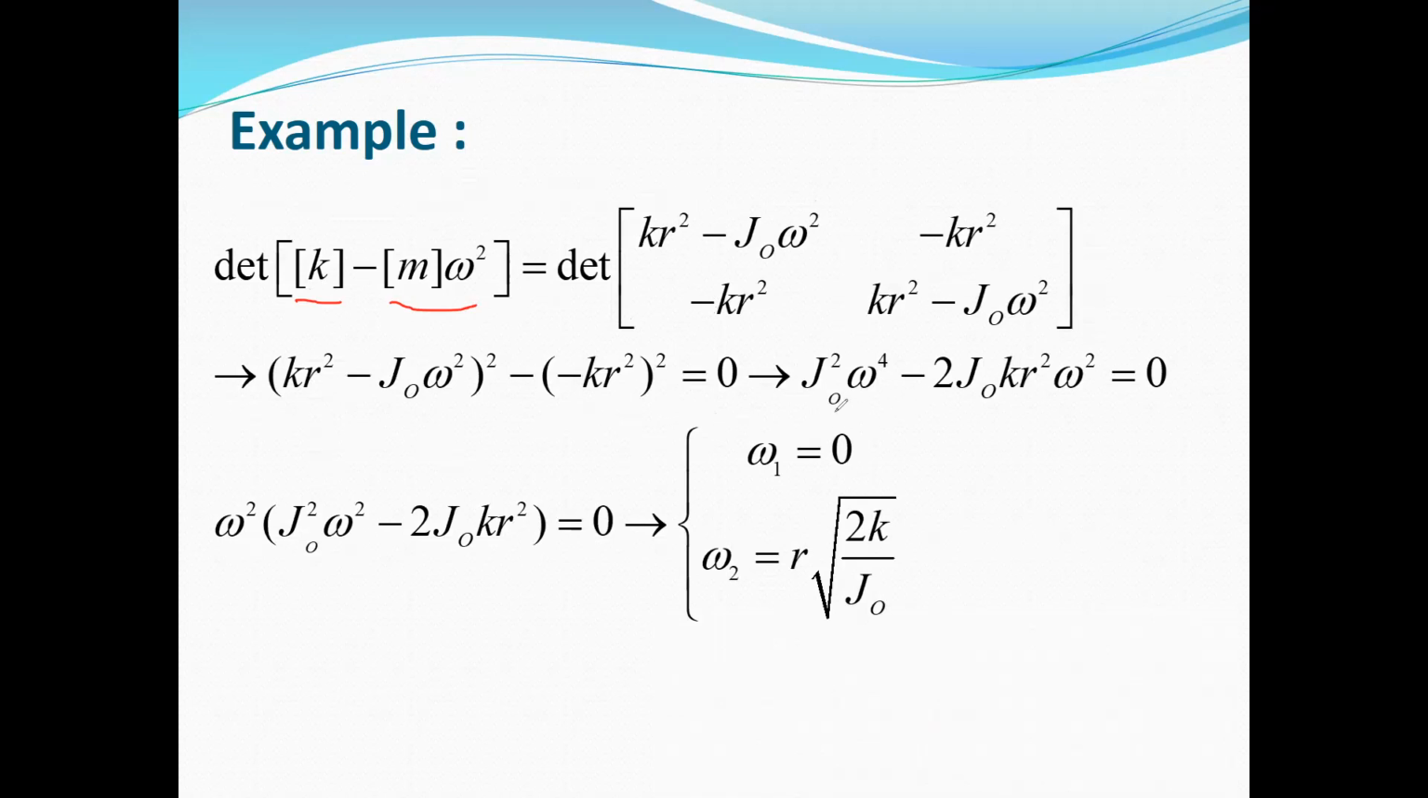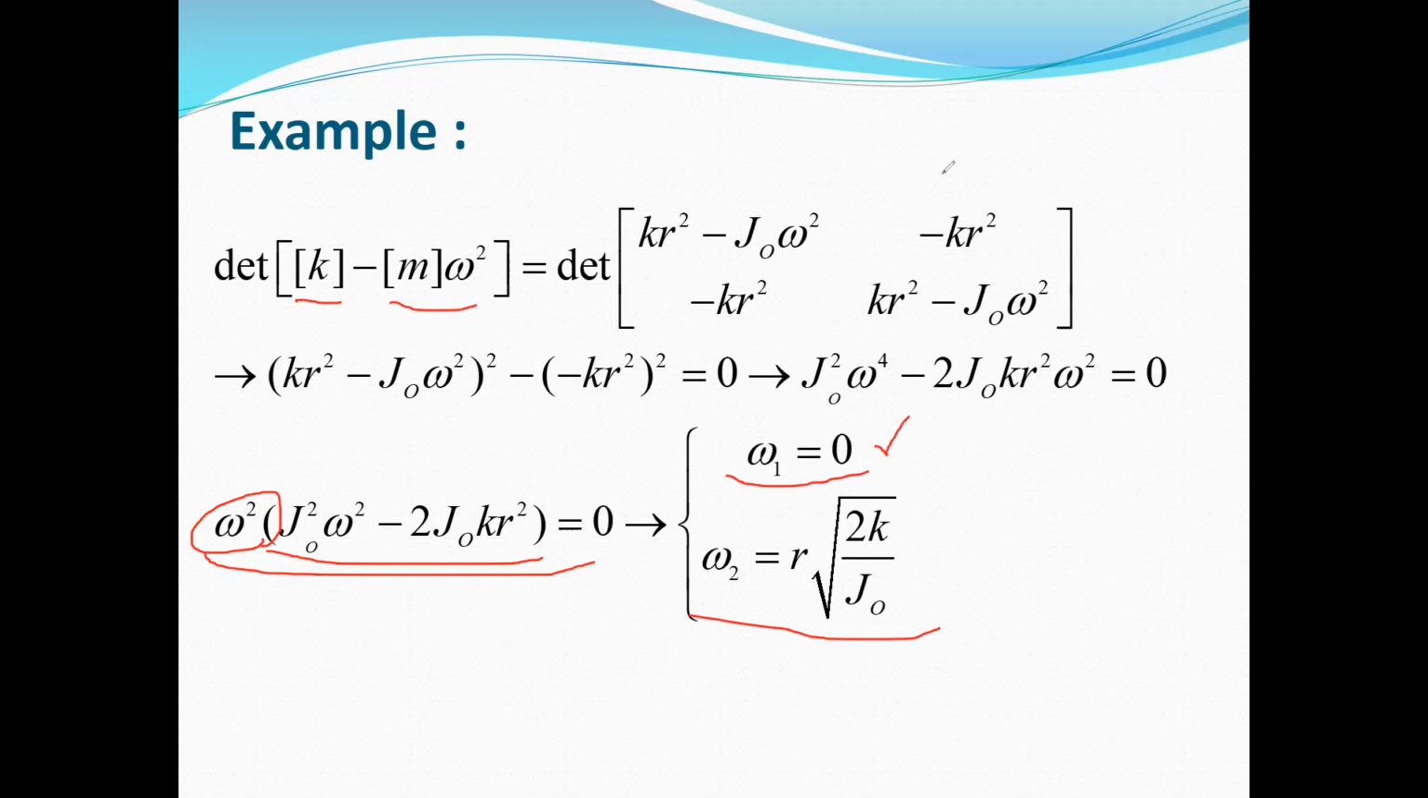Now, if you solve this equation and simplify this, this is the characteristic equation. Again, we have omega squared multiplied by this term. Omega squared must be equal to 0, the first root. So the first root is 0 and the second root is a non-zero term. So again, you can see this is a semi-definite system because we have one zero natural frequency.